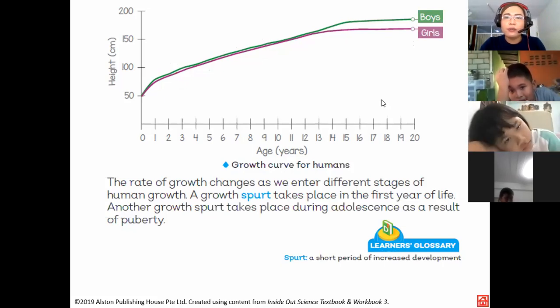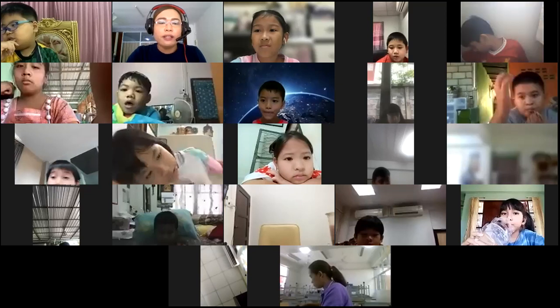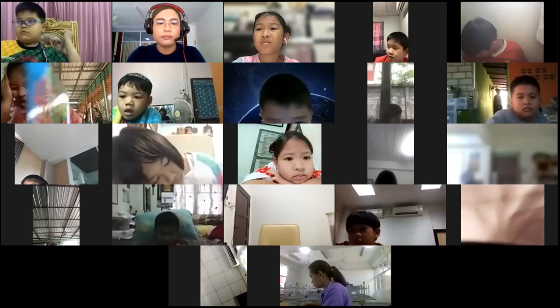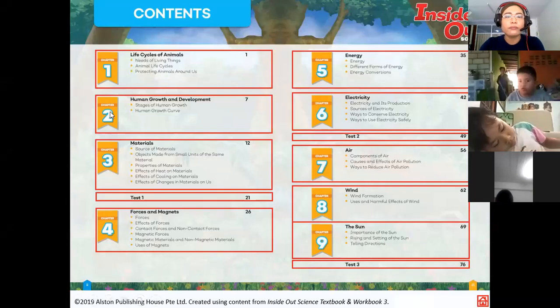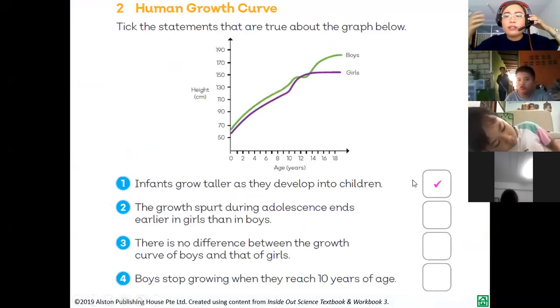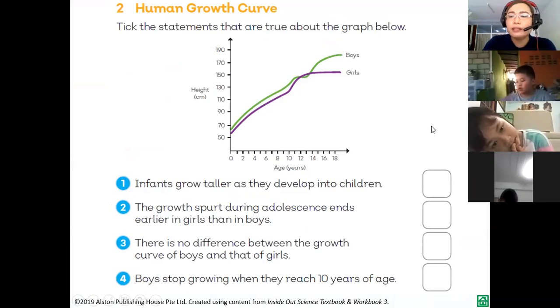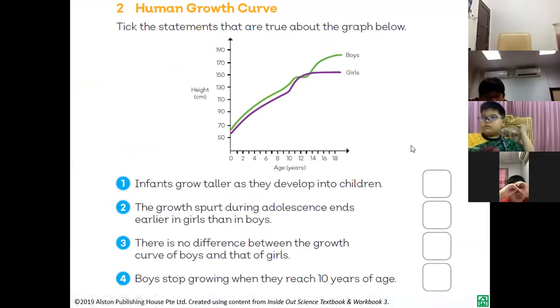Okay, let's try to answer your homework. All right, everyone, get your science workbook and open it on this page. What page number is your homework? Page number 7. Open your science workbook on page number 7. All right, so let's try to answer your homework.